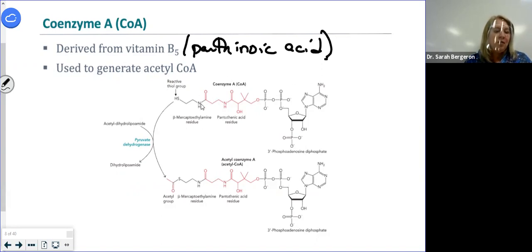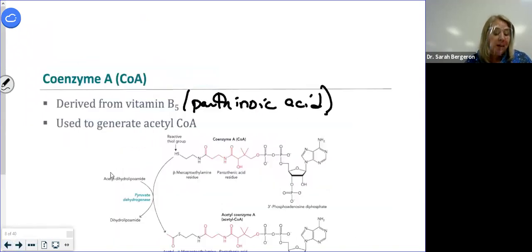And so what we want to do is have a reactive end. In this case, it's a thiol group that is going to react with an acetyl group. And this acetyl group was originally from pyruvate, right? So this is kind of later on down the line. We have a pyruvate dehydrogenase that is going to remove the hydrogen, and then we're going to be able to stick our acetyl group onto coenzyme A and generate the acetyl-CoA that's necessary for the first step in the citrate cycle.